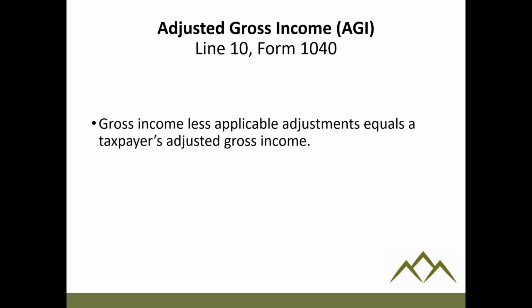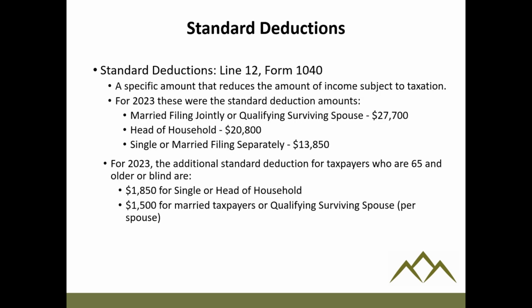AGI is just the simple function of the two. It's the entirety of your gross income minus any of your allowable and applicable adjustments, which brings us into our two different types of deductions that you can have applied to AGI. The standard deduction is a specific amount. It depends on your filing status, and it can depend on your age or if you are blind.